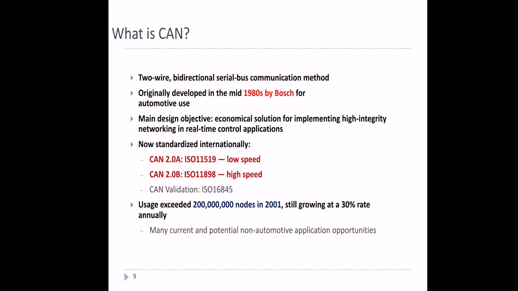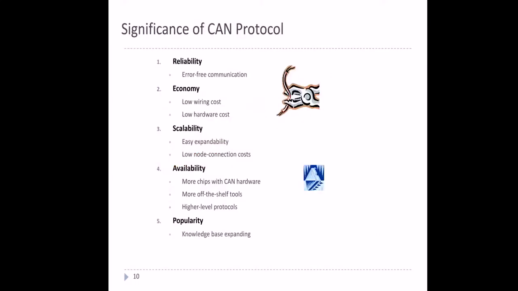Usage exceeds expectations: the number of nodes was around 20 lakh in 2001, still growing at a 30% rate annually, creating many current and potential non-automotive application opportunities. These are the exceeded limits, just for knowledge, but in automotive they are not using this many nodes.